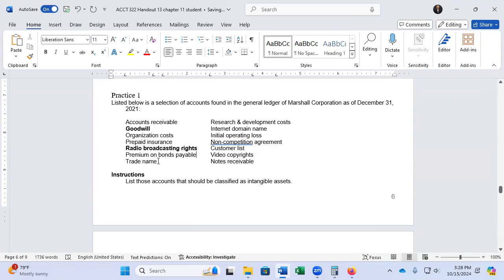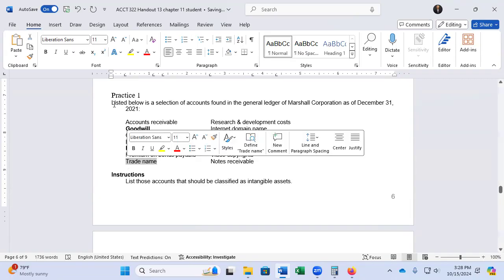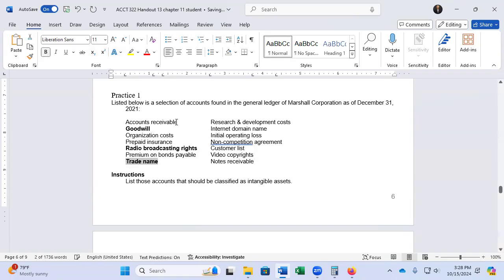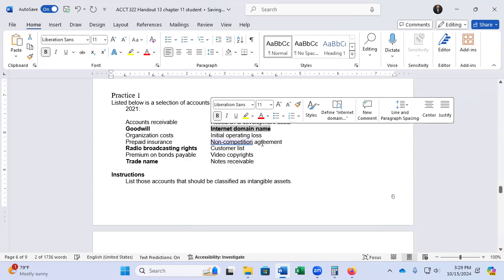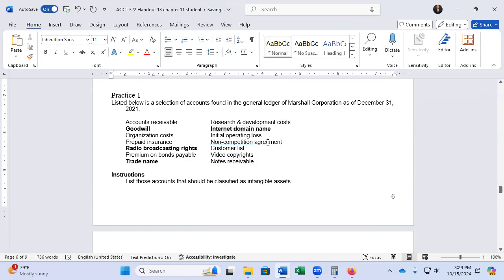Premium on bonds payable is not intangible. Trade names are intangible. Research and development costs, where IFRS is used, are allowed to be capitalized, but in the United States, they are expensed. Internet domain names are an intangible asset. Initial operating loss. This is not an intangible asset.